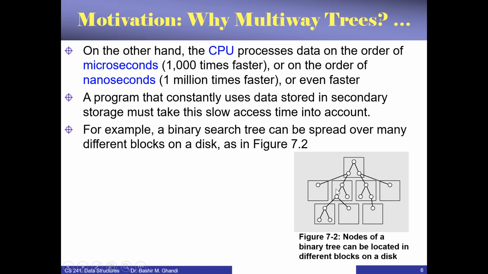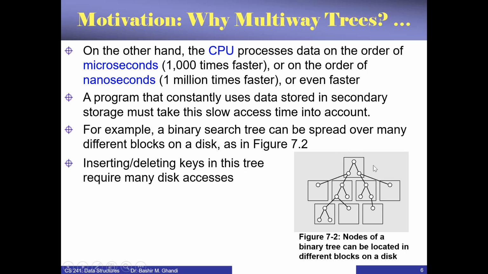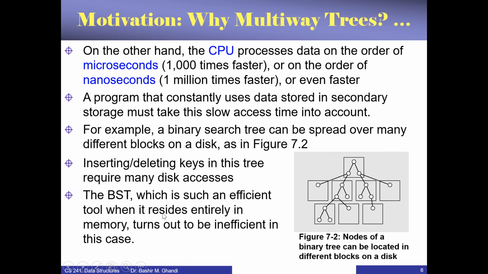If the data is in the RAM, no problem. The binary search tree is very efficient. But if the data is in the secondary storage, like a disk, then the binary search tree, which was very efficient when the data is in the RAM, now becomes very inefficient. That's what we are saying in this second point: inserting and deleting keys in this tree require many disk accesses because each block has to be accessed separately.